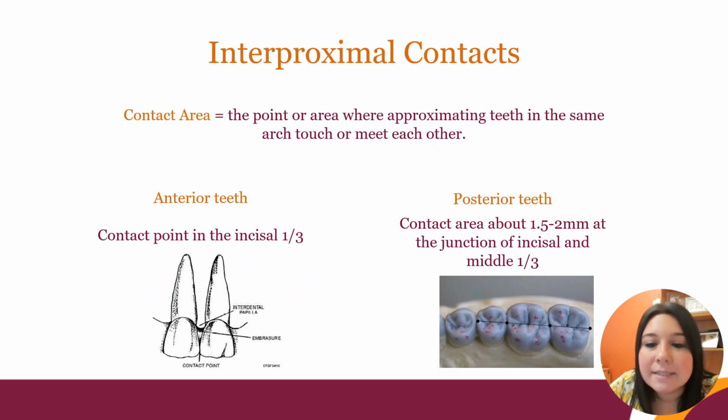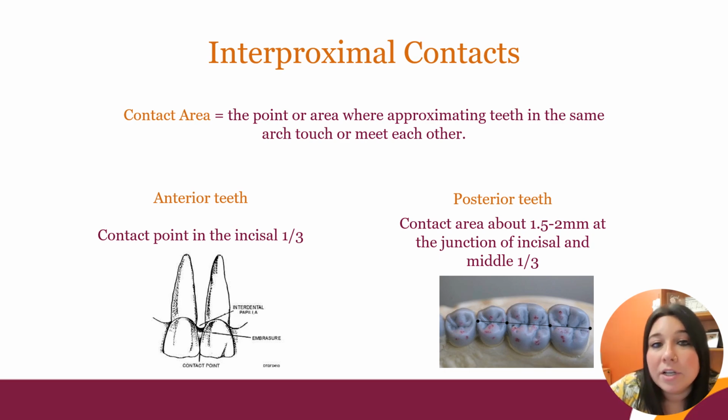Interproximal contacts include a contact area, which again is the point of area where the teeth are touching each other at that proximal height of contour. For anterior teeth, this contact point is in the incisal 1/3, and for posterior teeth, the contact area is about 1.5 millimeters to 2 millimeters at the junction of the incisal and middle third of the tooth.